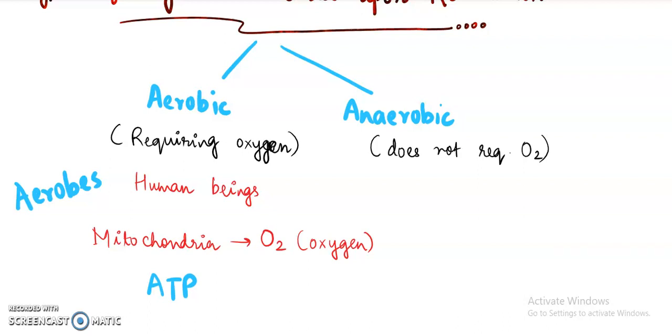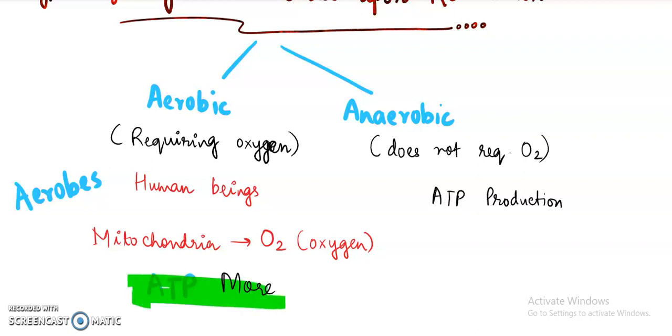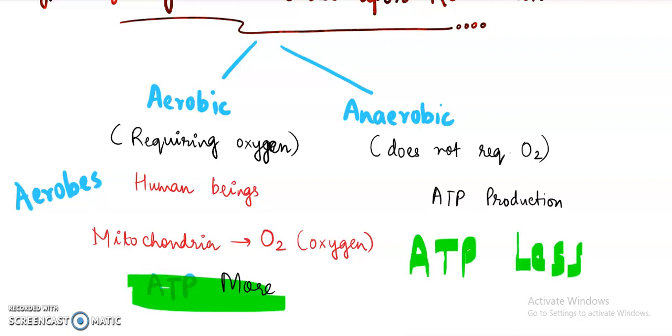Whereas anaerobic organisms do not require any oxygen for ATP production. So ATP production happens in them without taking oxygen. If you compare the energy production, ATP is produced in aerobic respiration and in anaerobic too. But ATP production in the case of aerobic would be more. This is the key point to learn, and here ATP will be less.